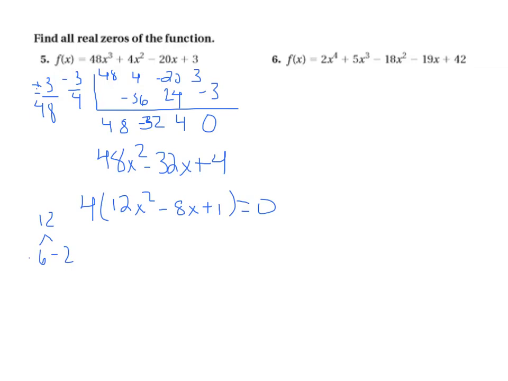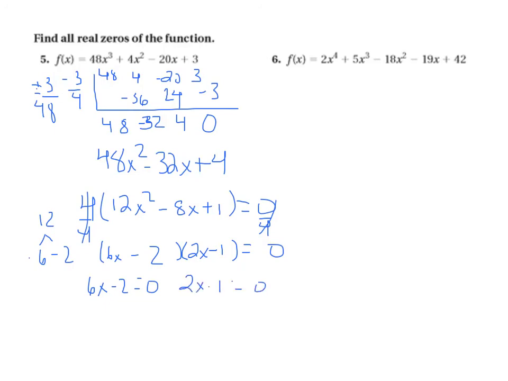So you get, let's see, we could do 4 and 3 or 6 and 2 or 12 and 1, so 6x and 2x. And you can divide by 4 right here to get rid of it because it equals 0. So what do I have to multiply? Negative 1, negative 2. So you get 6x minus 2 equals 0, 2x minus 1 equals 0. 6x equals 2, x equals 1/3. 2x equals 1, x equals 1/2.